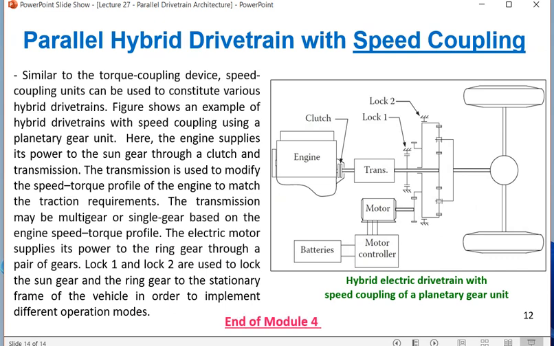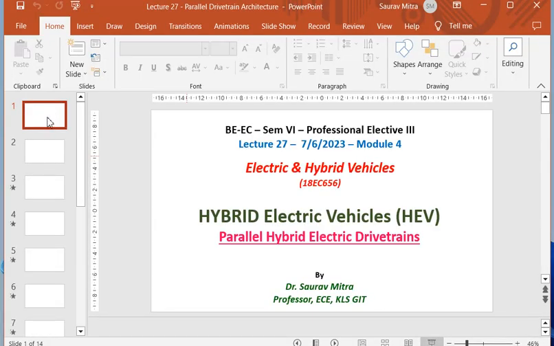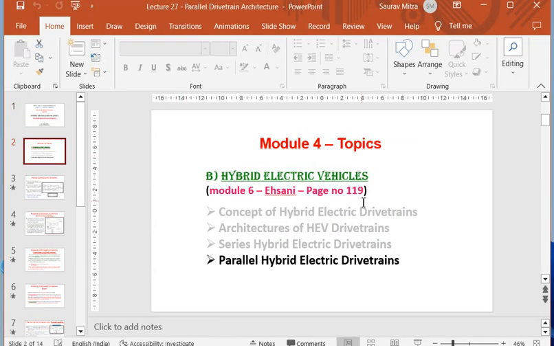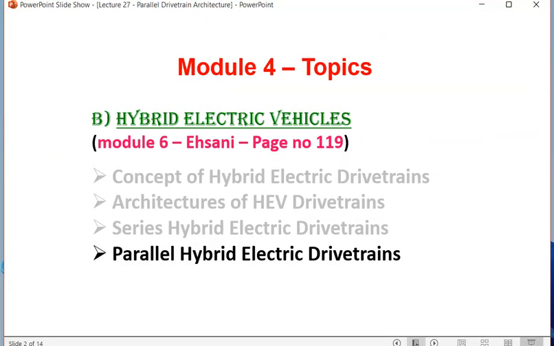So here finishes the parallel hybrid drivetrain with speed coupling, torque coupling with the basic block diagram. So here we finish the hybrid electric vehicle. There were mainly 4 topics. As we had seen, the first topic was the concept of hybrid electric drivetrain. This was the basic concept. Then there was architecture of HEV drivetrain. There was series hybrid electric drivetrain and parallel hybrid electric drivetrain.